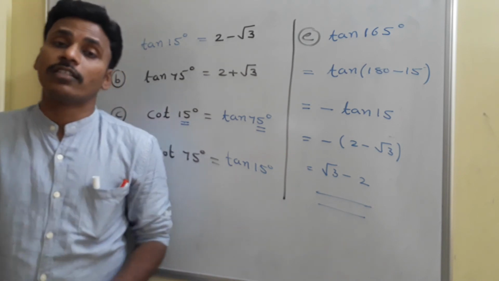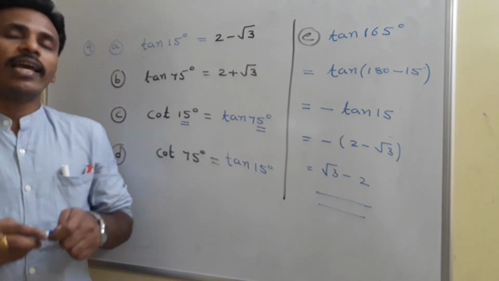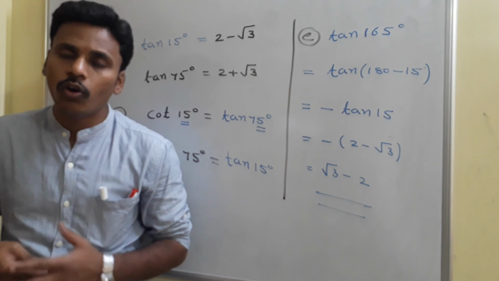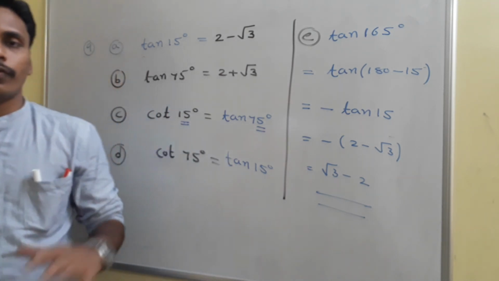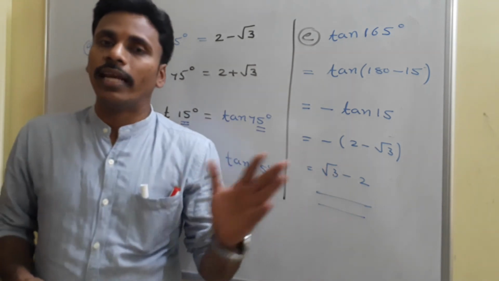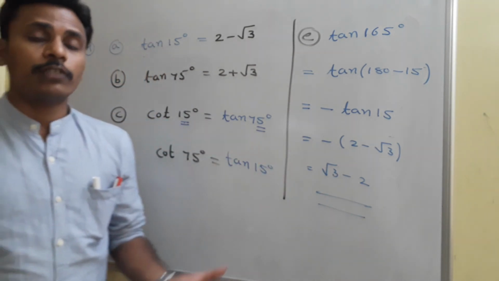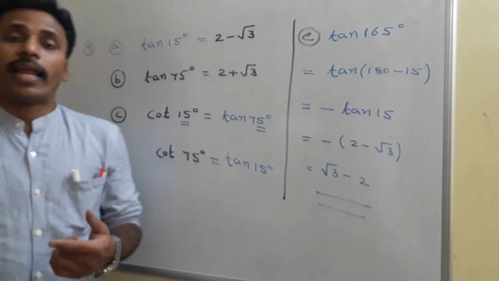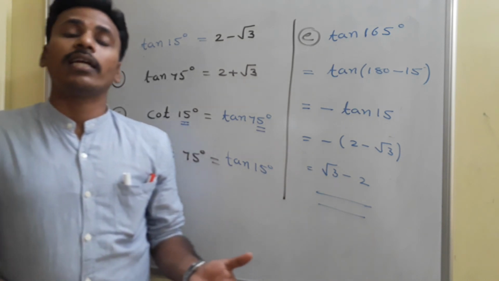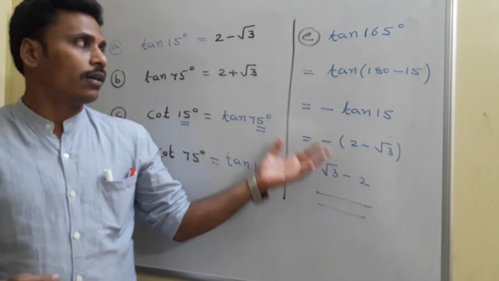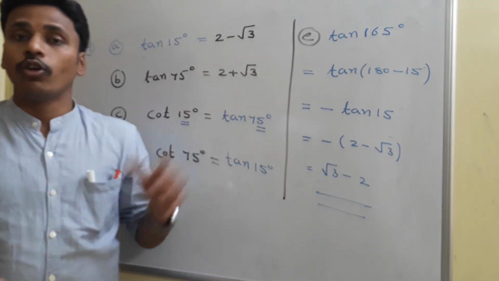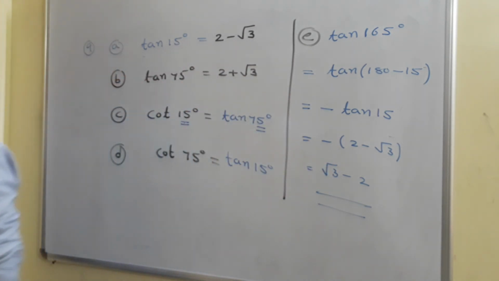Not only for 165, see, we have 15 degrees and 75 degrees now. So using those two we can find 90 plus 15, 90 minus 15, 180 plus 15, 180 minus 15, 270 plus 15, 270 minus 15. Like that, every multiple of 90 degrees plus or minus 15 degrees we can find using these two values. Just have a look and I will give you one more problem now.